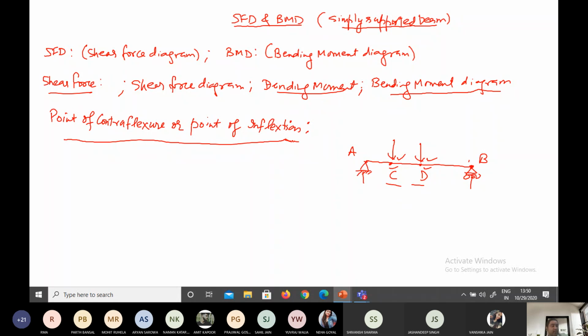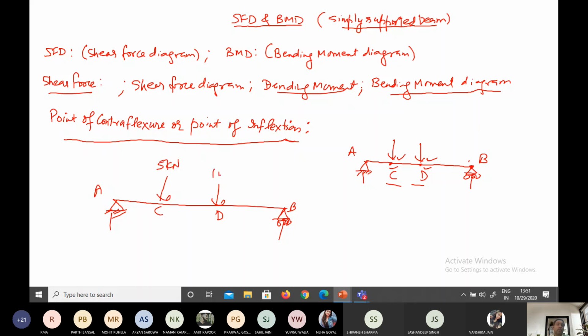As the statement says, the graph represents the shear force on the y-axis and the x-axis represents the position of the section. So what actually do we have to do? I just explain the definition. Numericals I will do in the next class. Let us say this is a simply supported beam, with point A and point B. We have some forces here. Let us say this point is C, this point is D. This value is 5 kilonewton, this value is 10 kilonewton.